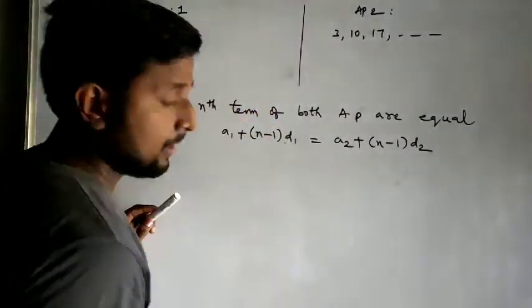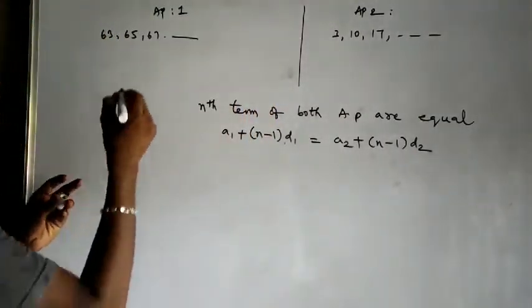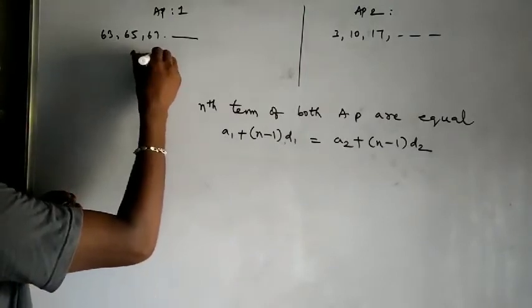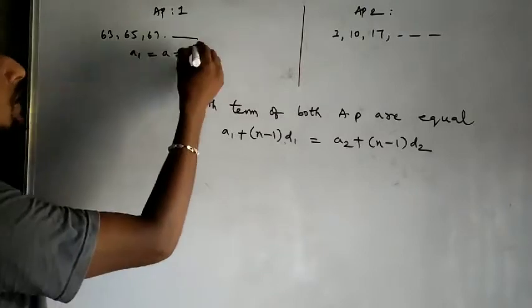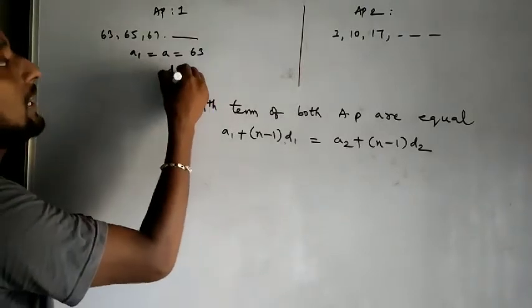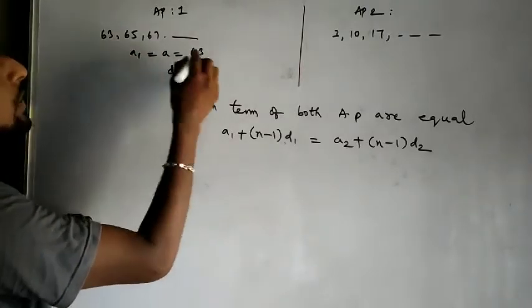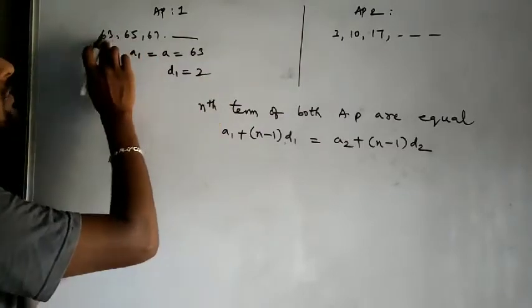So I didn't mention N1 and N2. Okay, so what do we need? A1 we need first of all. From these, A1 is nothing but A, the first term, 63, and D1, the common difference, is 2, 65 minus 63, 2.